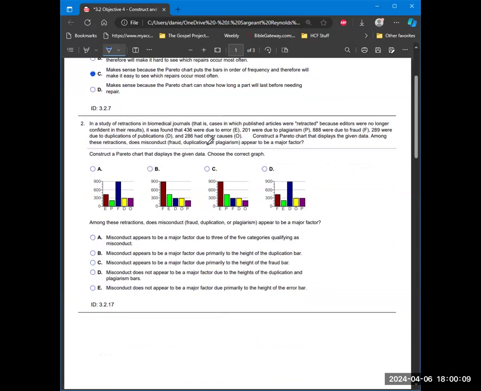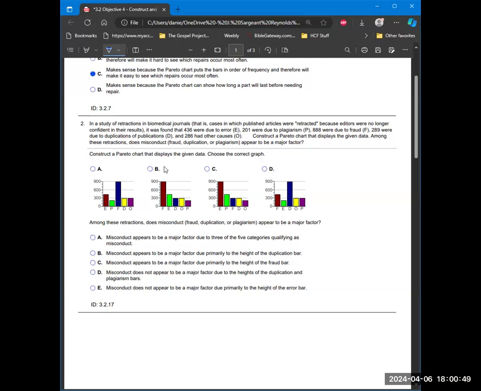In a study of retractions in biomedical journals, that is, cases in which the published articles were retracted because editors were no longer confident in their results, it was found that 436 were due to error, 201 due to plagiarism, 888 due to fraud, 289 were due to duplications in publications, and 286 had other causes. Construct a Pareto chart that displays the given data. Among these retractions, does misconduct, fraud, duplication, or plagiarism appear to be major factors?